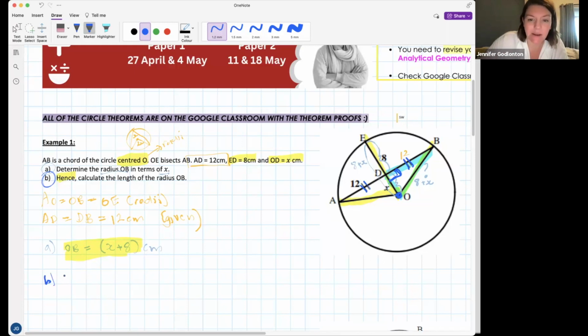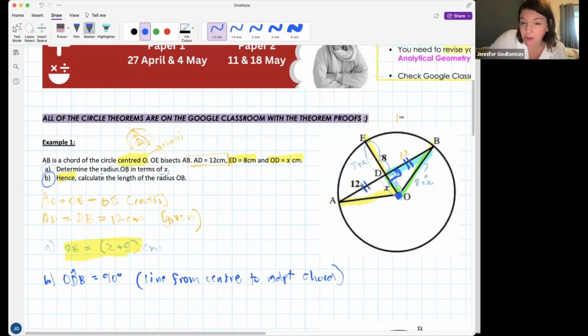So we're going to say angle ODB is equal to 90 degrees. And then we're going to give our reason for that. And that is that the line from center to midpoint of chord. Okay, so it's a line from the center of our circle to the midpoint of our chord, which means that that angle is at 90 degrees. So now we know that that's 90.